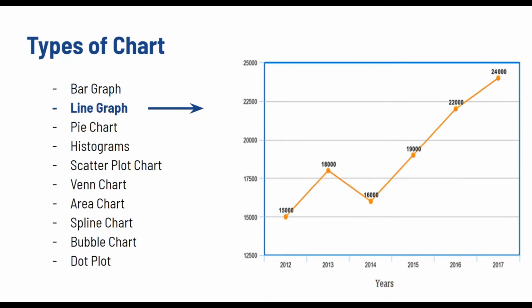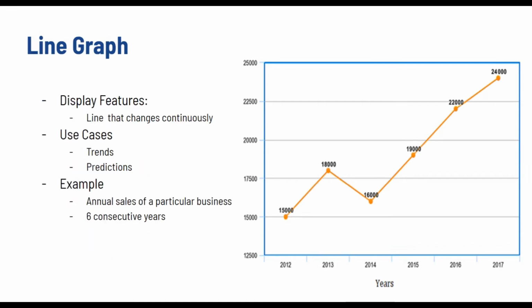years. Next, line graph. A line chart graphically displays data that changes continuously over time. When you want to show trends, for example, how house prices have increased over time, or when you want to make predictions based on a data history over time. The following line over here in this graph shows annual sales of a particular business company for the period of 6 consecutive years.